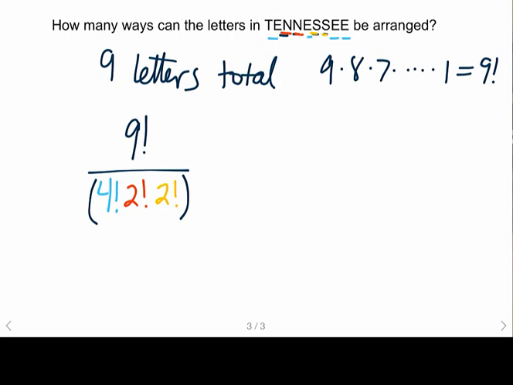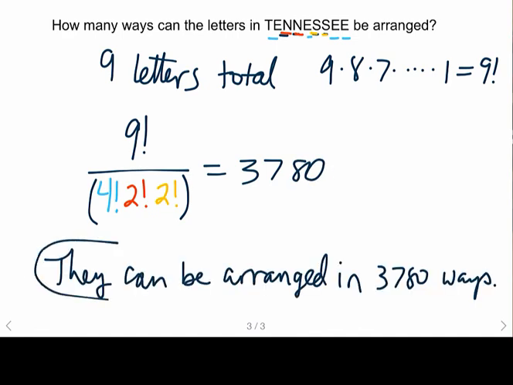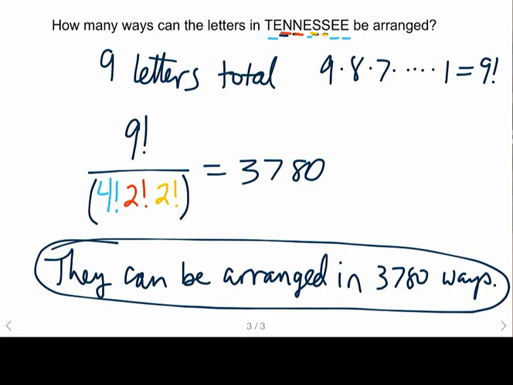And you'll notice that I put parentheses around the 4 factorial times 2 factorial times 2 factorial in the denominator because that's how you have to enter it into your calculator. And when I do that with mine, I get 3,780. So they can be arranged in 3,780 ways. And this is kind of like combinations on crack.